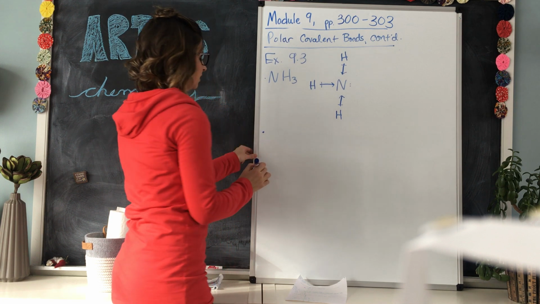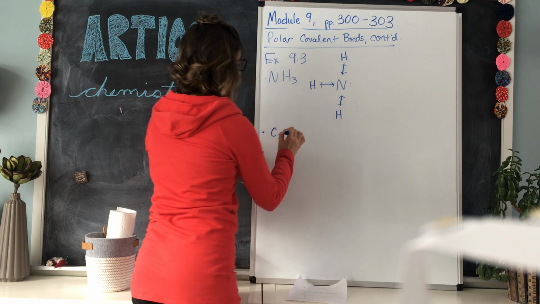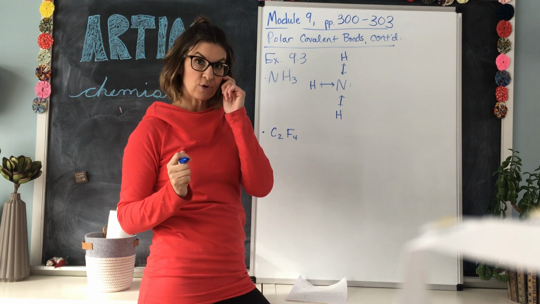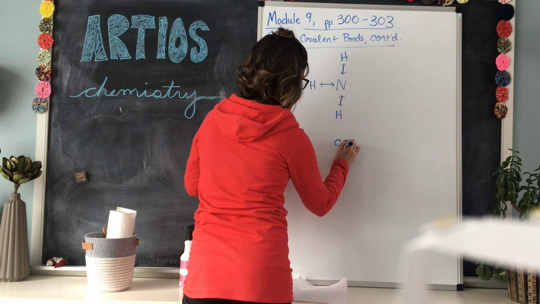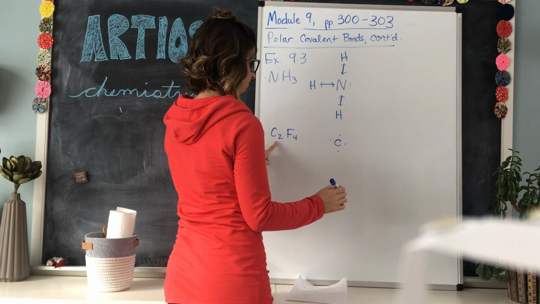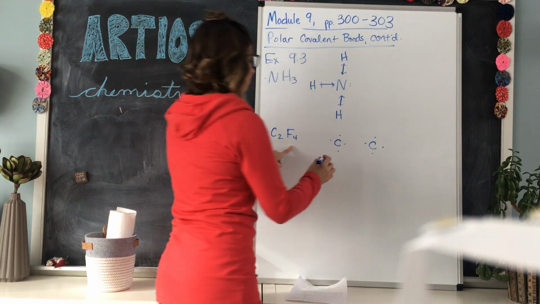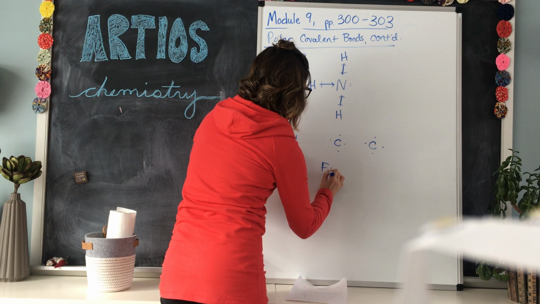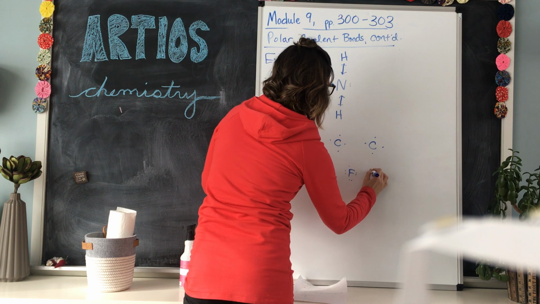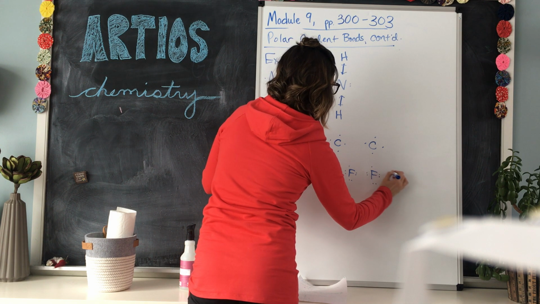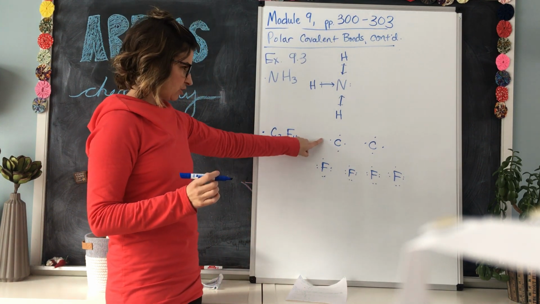The next example in 9.3 is C2F4. Drawing this Lewis structure is a little bit more complicated, so let's practice that together first. There are 2 carbons. Carbon has 4 valence electrons. And there are 4 fluorines. Fluorine has 7. Okay, so there are our Lewis structures for the individual atoms.